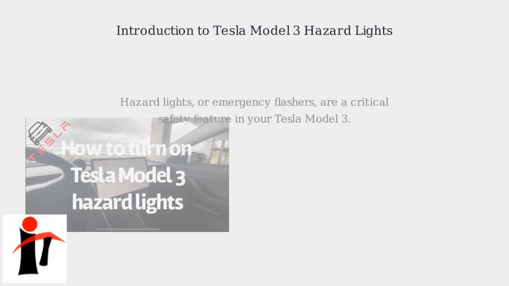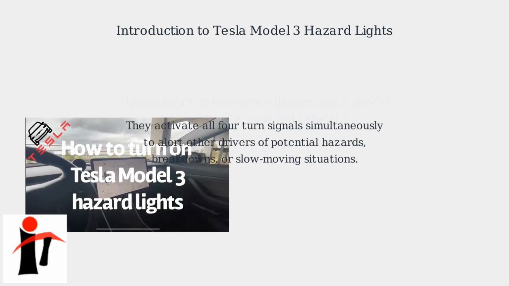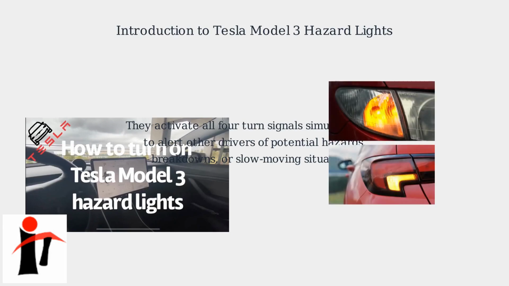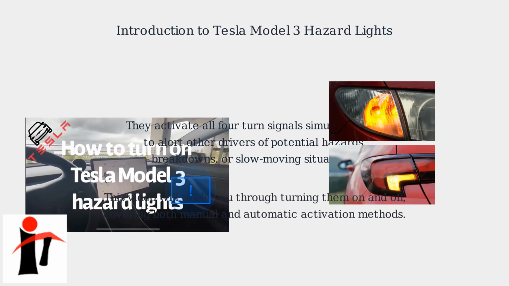Hazard lights or emergency flashers are a critical safety feature in your Tesla Model 3. They activate all four turn signals simultaneously to alert other drivers of potential hazards, breakdowns, or slow-moving situations. This video will guide you through the process of turning them on and off, covering both manual and automatic activation methods available on your Model 3.